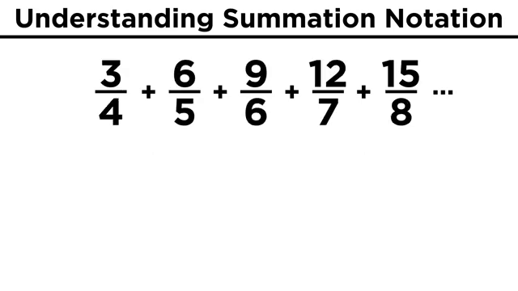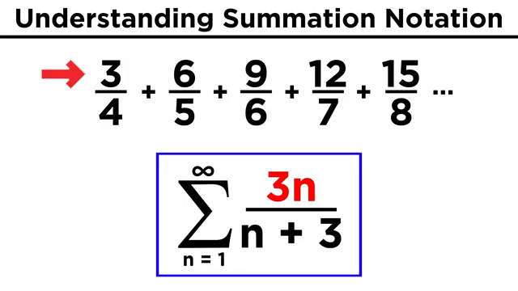How about 3 over 4, 6 over 5, 9 over 6, 12 over 7? Here, the top is clearly multiples of 3, so that's 3n. On the bottom, it goes one at a time, but starting with 4, so that could be n plus 3, where it's always 3 more than the number of the term. As long as we always think logically in this manner, we can usually figure out even the toughest sequences. We just look for the patterns that are present.